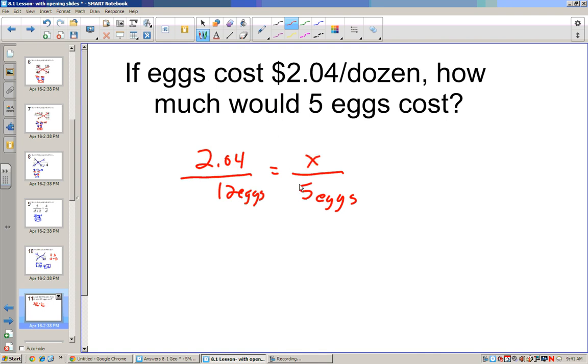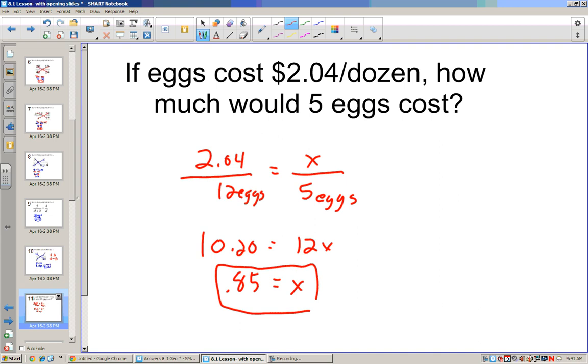All right. Now if we want to find how much it will cost, we'll cross multiply. 5 times 204 would be $10.20. 12 times x is 12x. Divide both sides by 12, and x will be 85 cents.